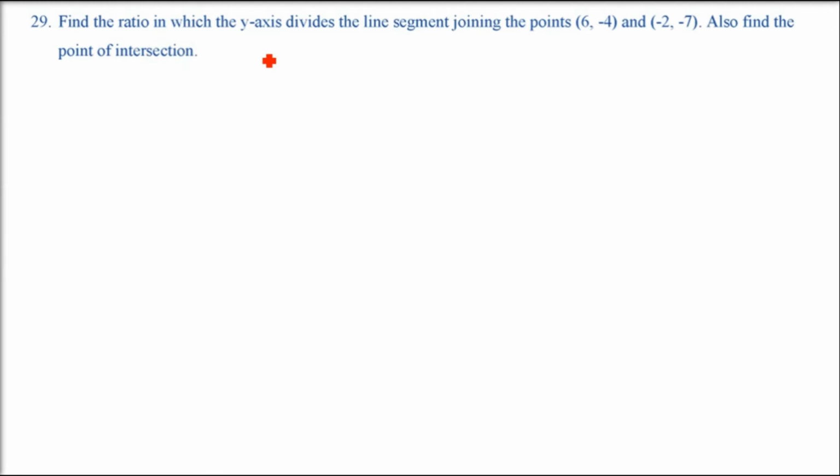Find the ratio in which the y-axis divides the line segment joining the points (6, minus 4) and (minus 2, minus 7).